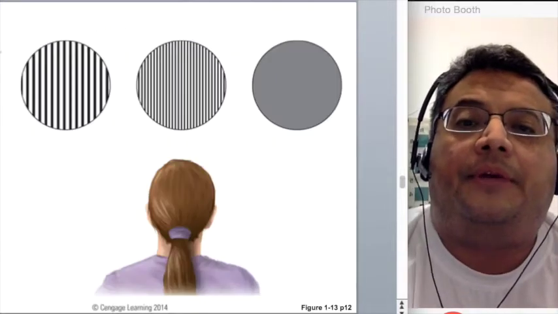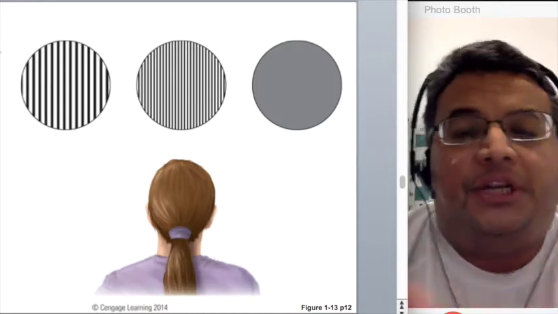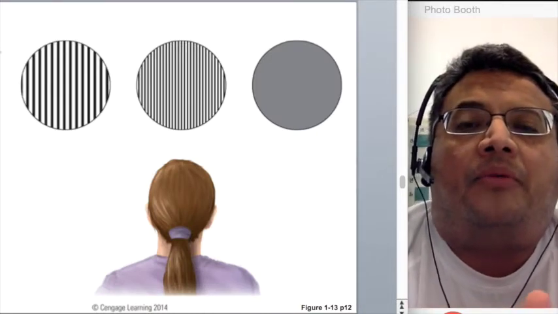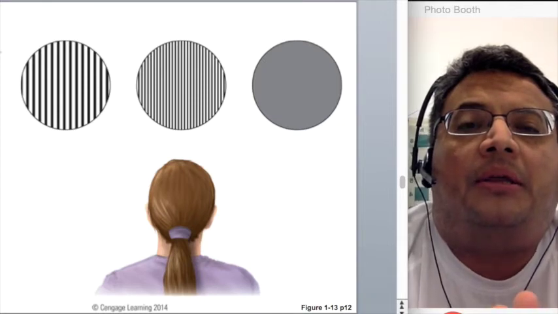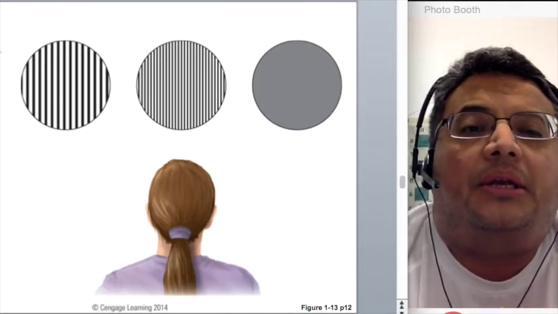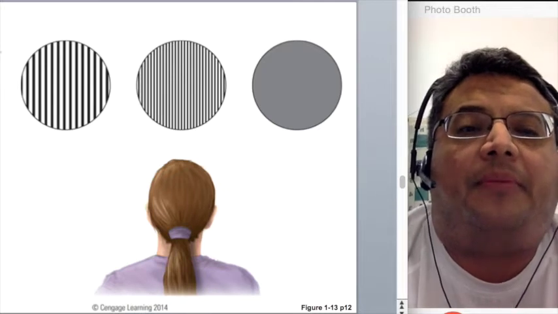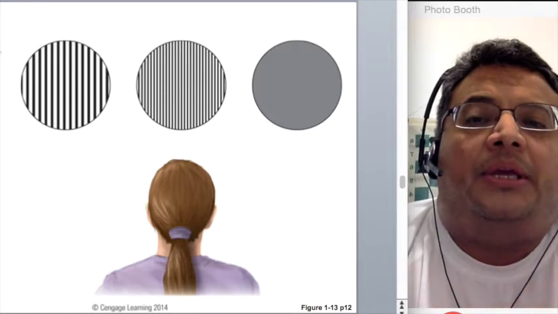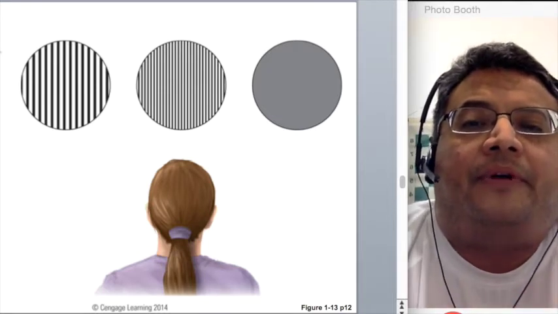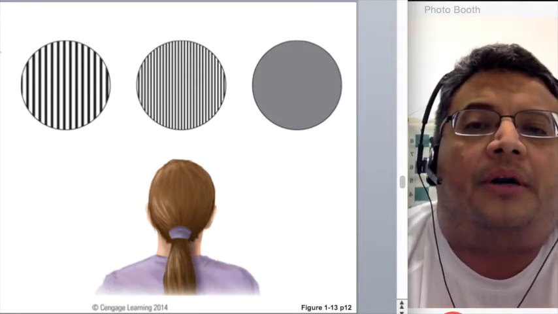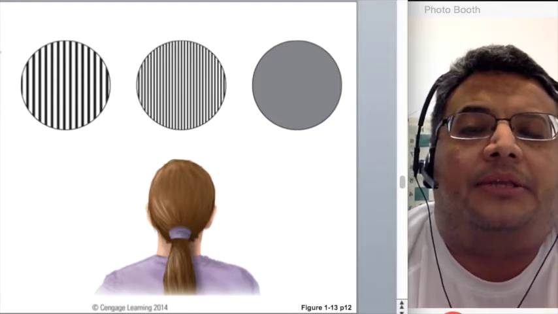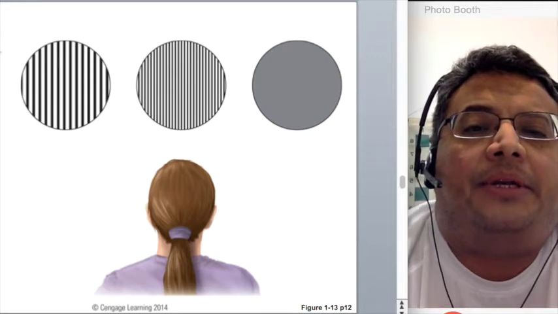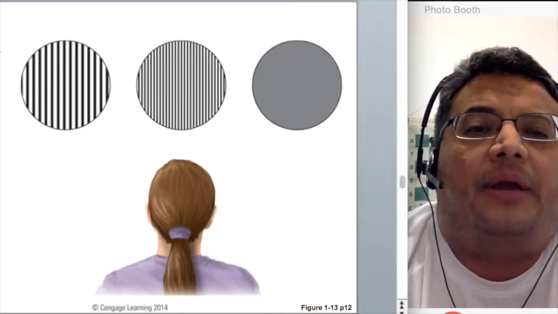So, for example, you can do this with vision, right? Here we're trying to see the narrowest distance between the black bars that a person can detect. So we start with the stimulus on the left, where the bars are very obviously apart. Then we get them closer together, like the stimulus in the middle, until we get to the point where they say, "Well, I can't really tell there's bars anymore. It just looks like a big gray area."